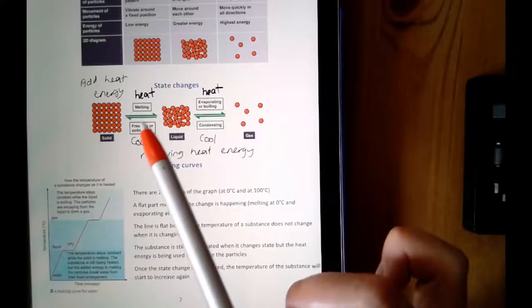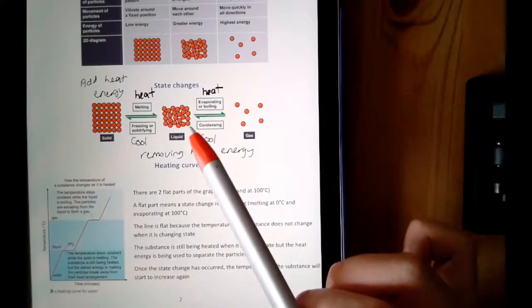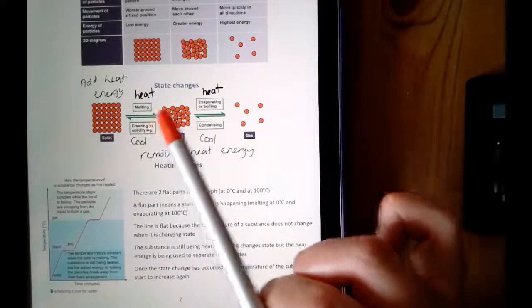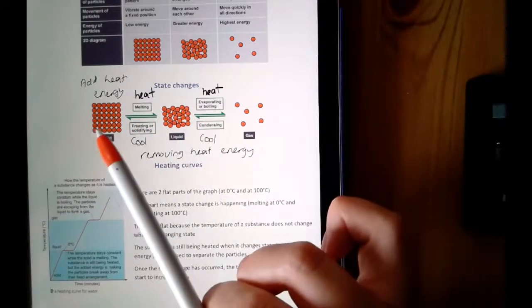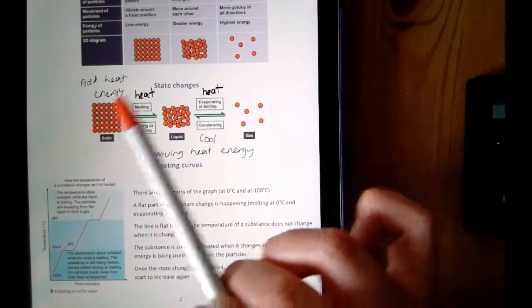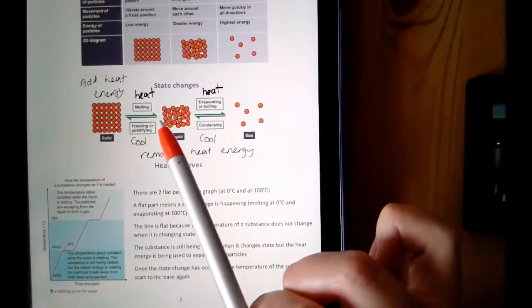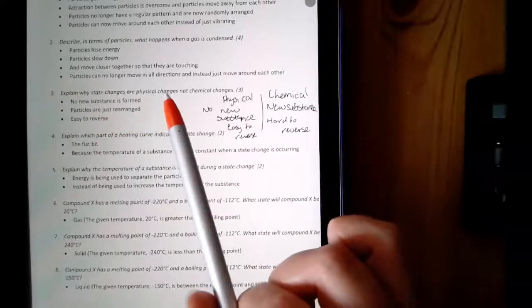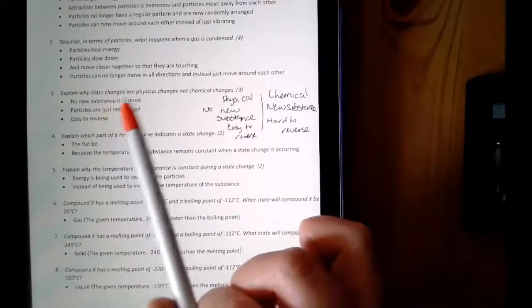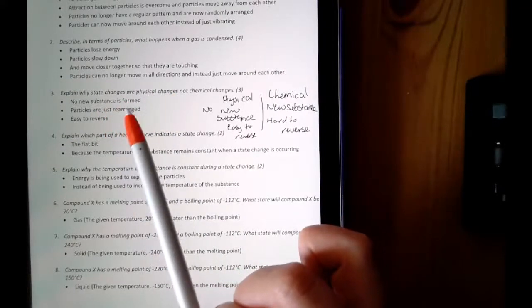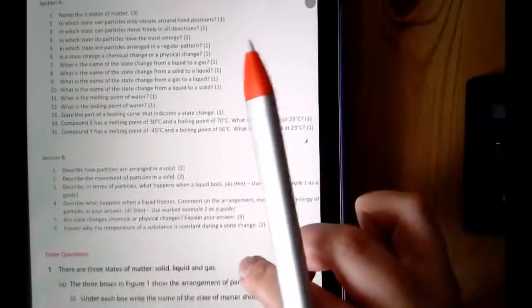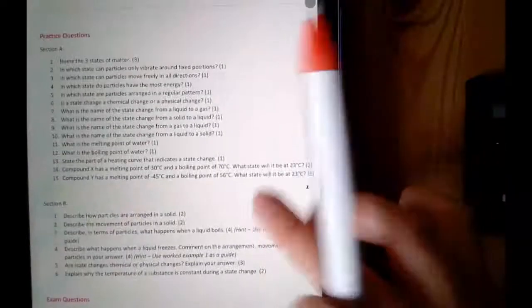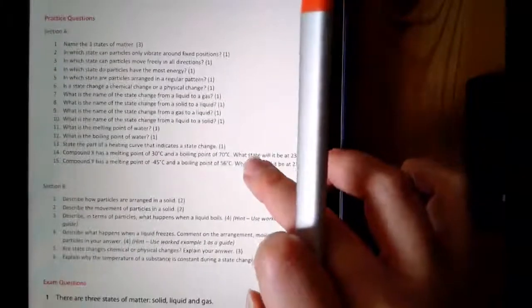The other criteria was, is it easy or hard to reverse? If I melt water to become a liquid, I can easily then pop that water back in the freezer and turn it into ice again. So it's really, really easy to reverse that change, okay? So because of that, we say that state changes are physical changes. You're not making a new substance, you're just rearranging the particles, and that change is easy to reverse. To test yourself on what we've looked at so far, go to page 4 of your booklet.